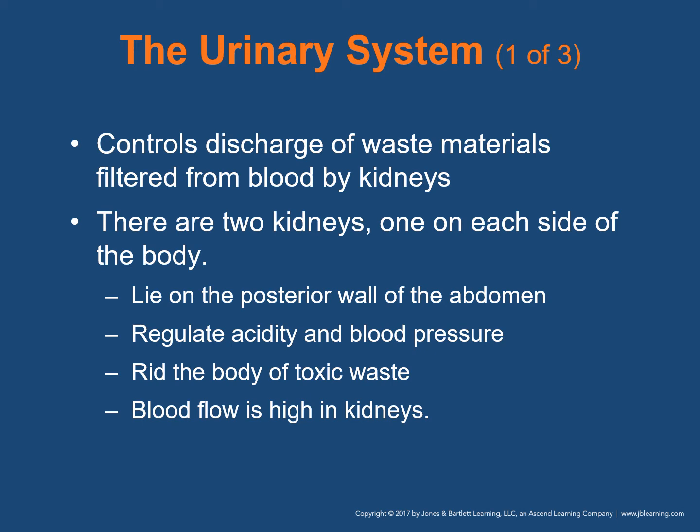The urinary system controls the discharge of waste materials from blood by the kidneys, and the urinary system is going to be for the liquid waste. You have two kidneys. They are posterior, but still considered part of the abdomen, but they do sit towards the back. They're going to help regulate acidity and blood pressure, and they're going to filter the blood. So they're going to pull the toxic waste from the bloodstream.